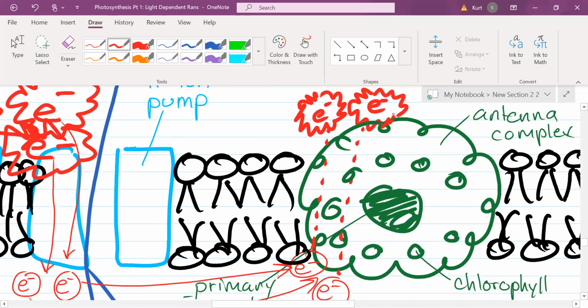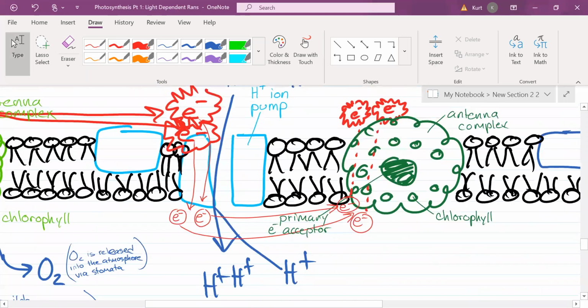So it's just like what happened in step one. The electrons have been excited again in photosystem one, just as they were in photosystem two. We are 2/3 of the way through. Are there any questions? All right. Let's go to step five.